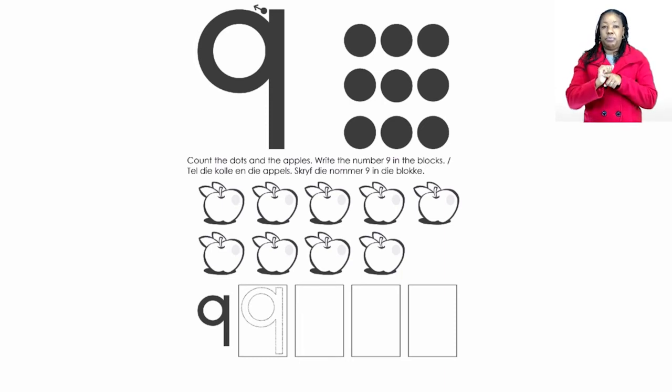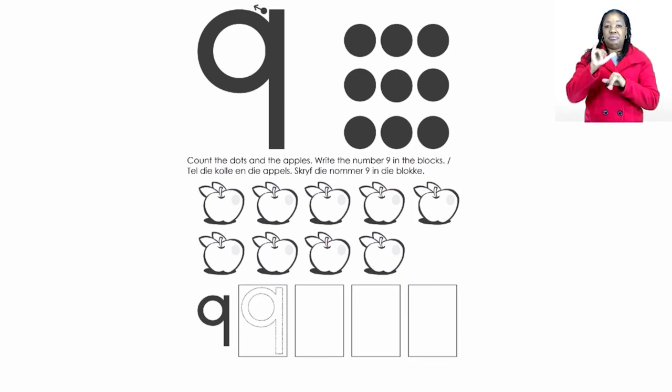Now let's look at the bottom of the apples that we counted earlier on. We would like you to write number 9 in all the blocks that you see at the bottom of page 3. Now pick up your pencil or your pencil color and let's write number 9. Once you have finished working on page 3, make sure that you have colored the apples. Apples can be green, they can be red, or they can be yellow. You decide the color you would like to use.